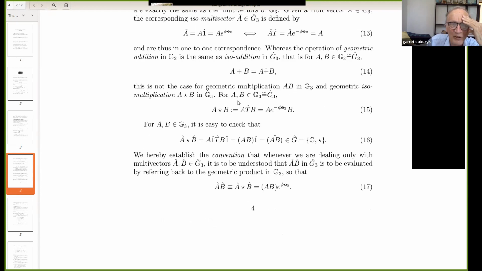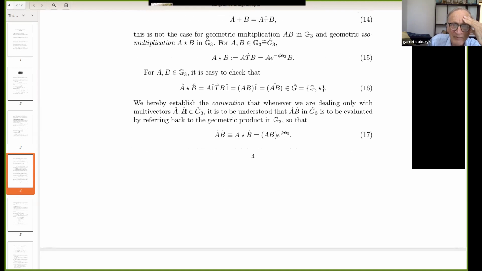Okay, I'm trying to do a little bit of this isogeometric multiplication. This is the definition of it. A star B is A times T hat times B, and that's just the same thing as A e to the minus phi E3 times B. Here's the basic formula: A hat times B hat in the isogeometric algebra is AB in the standard geometric algebra times the iso unit e to the phi E3.